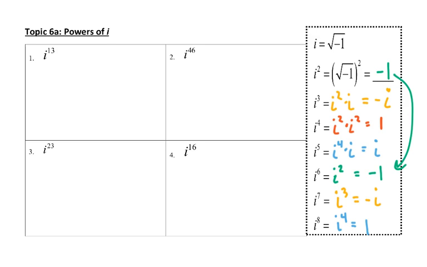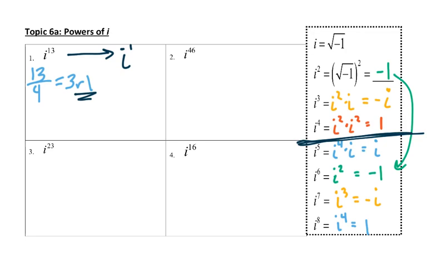So we do problems by taking the exponent and dividing it by 4 and seeing the remainder, because that's where it starts over, after the fourth. So to do problem 1, I take 13, my exponent, and divide it by 4. And all I care about is the remainder. So that's going to be 3 remainder 1, but really it's the remainder that I care about, because that means that this is going to behave like i to the first power, which is just i.